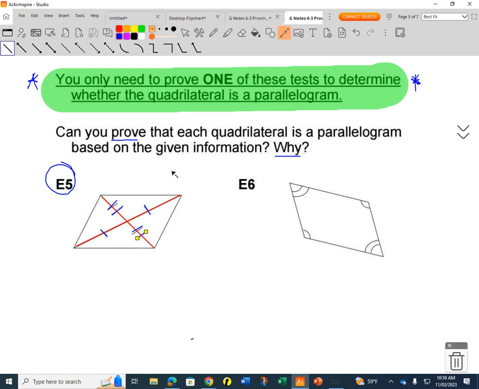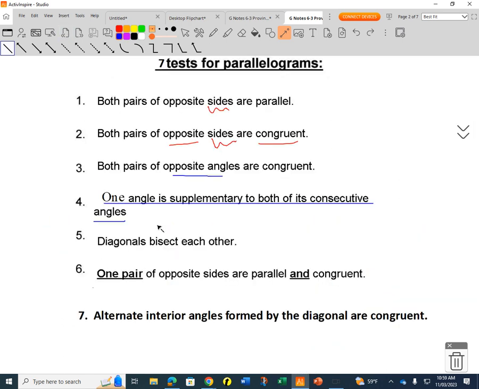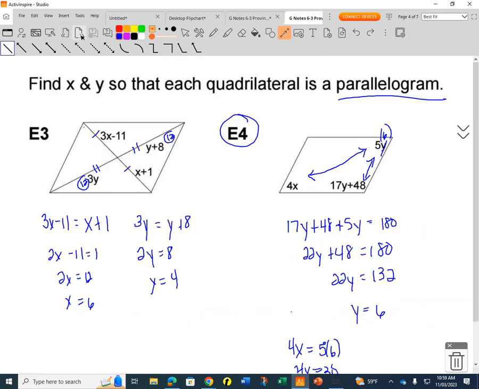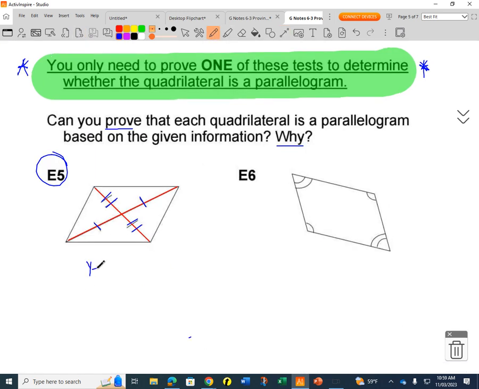Bisects it. And that's one of our tests, right? If the diagonals bisect each other, now we know it's a parallelogram. So now we say yes. Because the diagonals bisect each other.